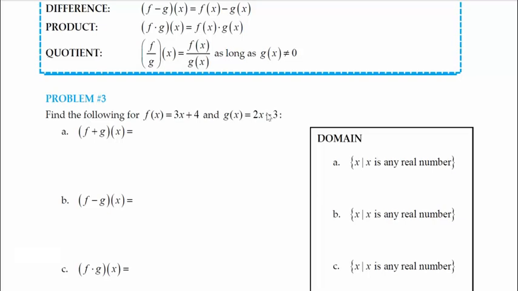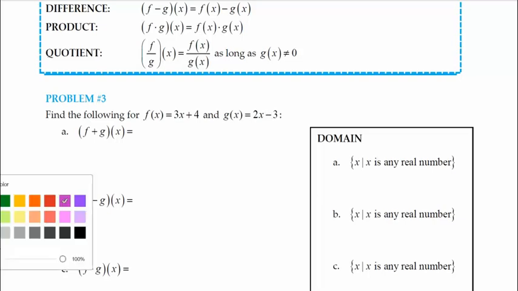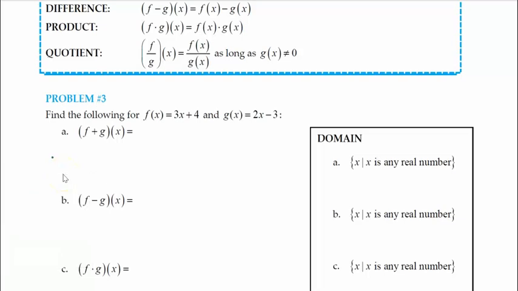My g of x is 2x minus 3. And so on this, it's asking me to find f plus g of x. So it's telling me to take that f function and add it to my g function. All right, so here was my f function, plus my g function, 2x minus 3. And now I just need to combine my like terms. So I get 5x, and then 4 minus 3 is a positive 1. So I get 5x plus 1.